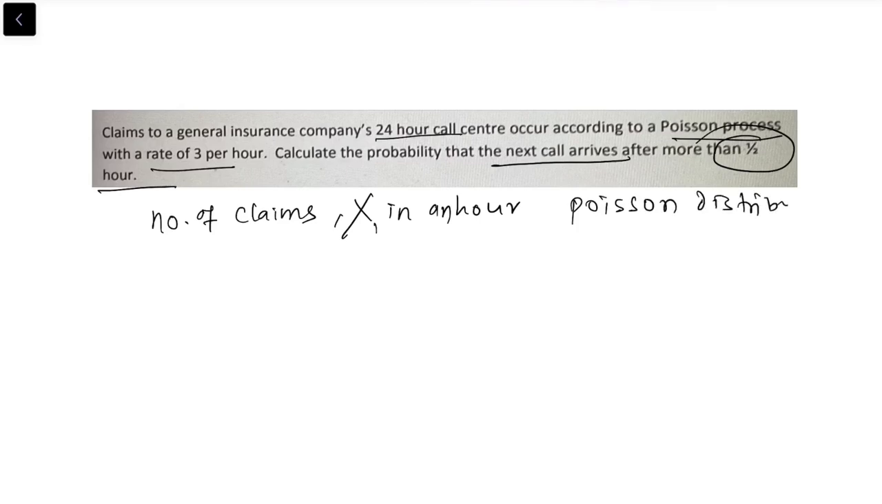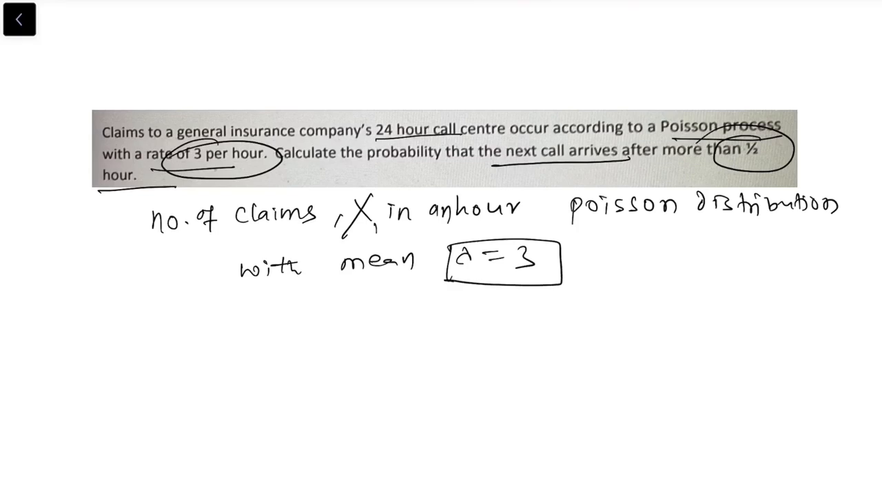If you recall, the Poisson distribution models the arrival pattern. Here the number of claims is the arrival pattern, right? With mean lambda equals 3. As you can see, this is the average rate or constant rate, lambda equals 3. So in this case, the waiting time, let's say t, between claims can be modeled as an exponential distribution with lambda equals 3.